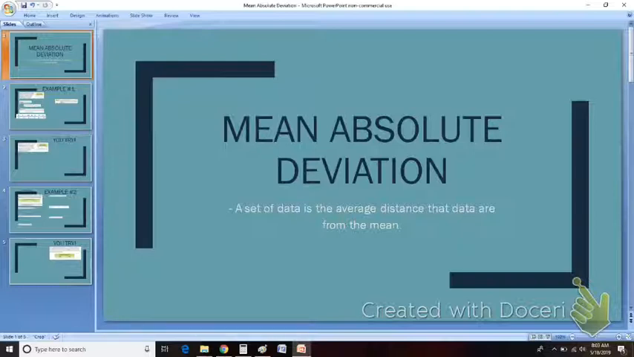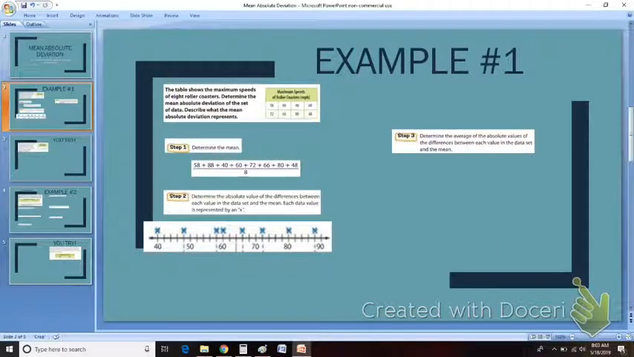best of it. So we're going into mean absolute deviation. It is a set of data in the average distance that the data is from the mean. So for our first example, we have a table that shows the maximum speeds of 8 roller coasters. We're going to determine the mean absolute deviation of the set of data. Then we're going to describe what the mean absolute deviation represents.